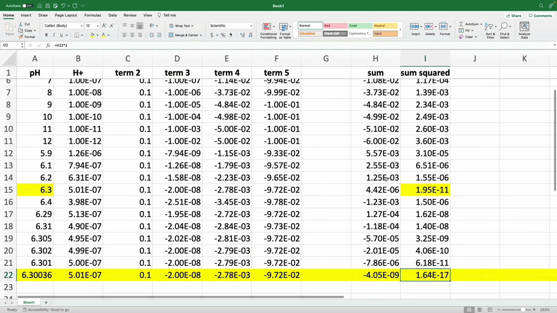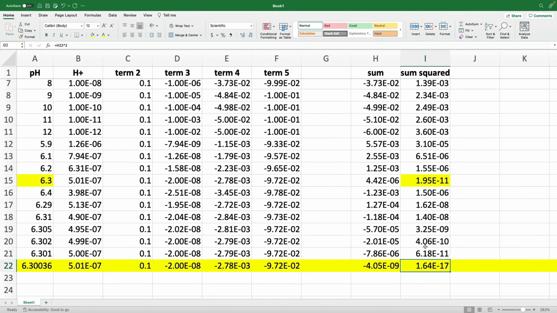The problem is that for some reason, when you're working with really tiny numbers on the sum squared, solver sometimes doesn't like to work very well. It'll say you're at the best solution when you know that you aren't. So the way that I optimize that is I just keep changing the pH until I find something that's really close, like 6.3. Then it will usually get me a good solution. So this is our answer for final pH. This is our answer for H+, and we can now use that to calculate everything else.